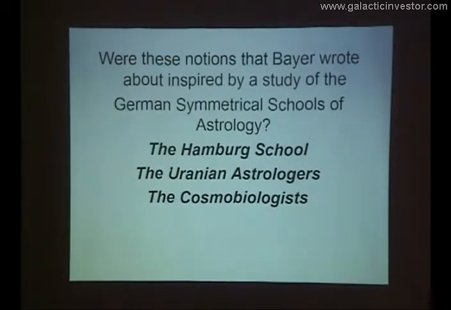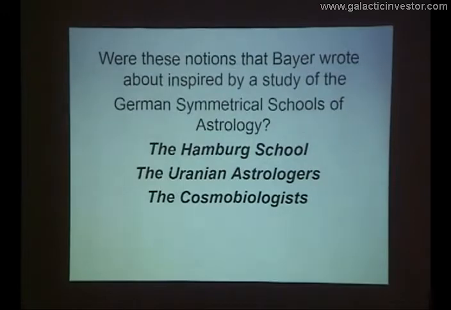Now, we don't know whether he was veiling this information or whether he was actually corresponding with some of the guys in Hamburg. Don't have any idea. But the ideas that he was using were strikingly similar to these particular schools of astrology. We know them today as the Hamburg school, the Uranian astrologers, and the cosmobiologists.